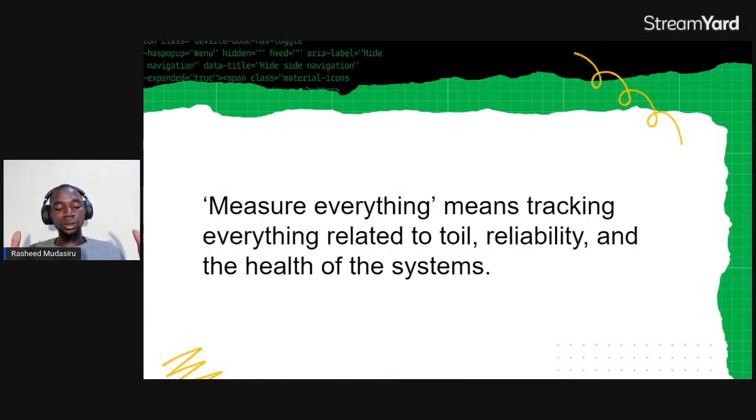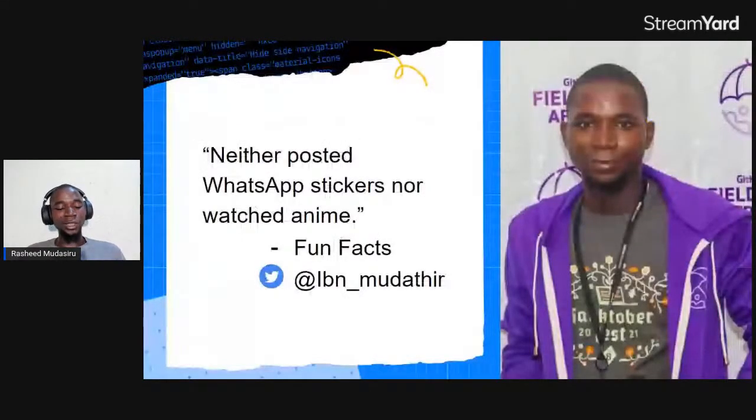I'll leave us with these words: measure everything. When we say we should measure everything, what we are telling you is you should measure everything, including keeping track of everything related to reliability and the health of your system. For you to be able to achieve this, you need to keep track. And for you to be able to do this, you need to monitor your system and observe your system while working and while in production.